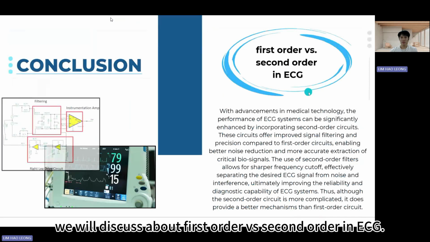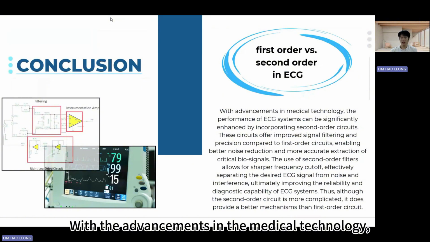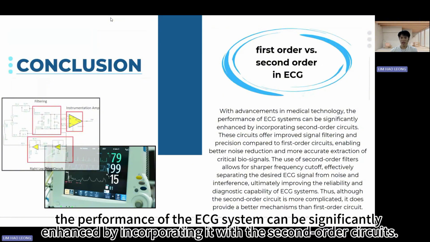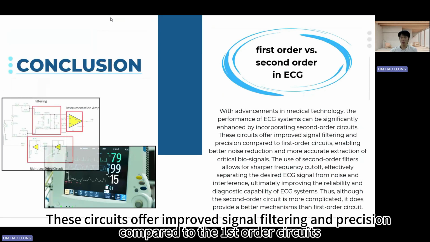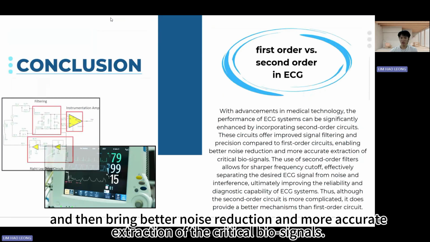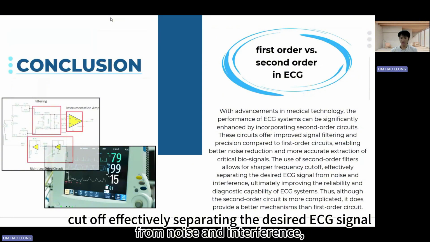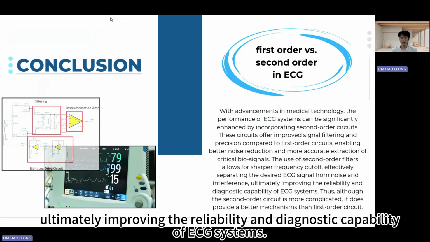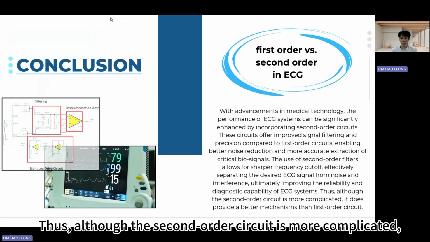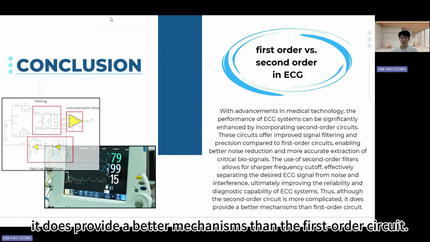In the conclusion, we will discuss first order versus second order in ECG. With the advancements in medical technology, the performance of the ECG system can be significantly enhanced by incorporating second-order circuits. These circuits offer improved signal filtering and precision compared to the first-order circuits, and they bring better noise reduction and more accurate extraction of the critical biosignals. The use of second-order filters allows for sharper frequency cutoff, effectively separating the desired ECG signal from noise and interference, ultimately improving the reliability and diagnostic capability of ECG systems. Thus, although the second-order circuit is more complicated, it does provide better mechanisms than the first-order circuit.